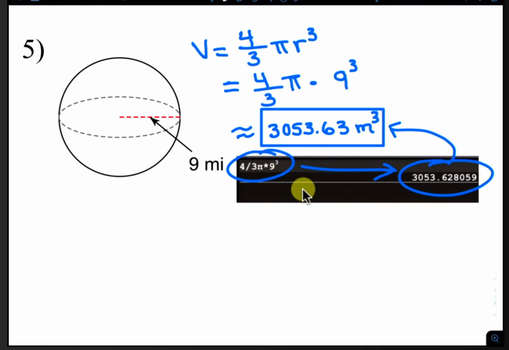So this is the calculator screen. I typed in 4 divided by 3 times the pi, and then times 9 to the third power. And I got this number. So rounded to the nearest hundredth would be 3053.63. And it's meters to the third power. So that is our answer for number 5.